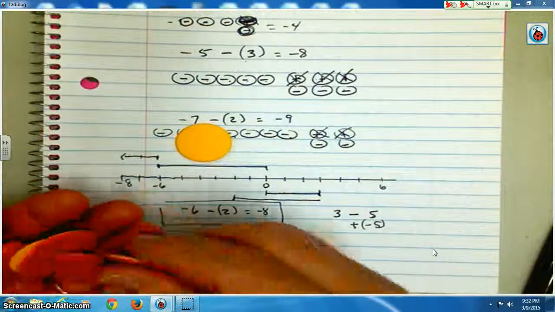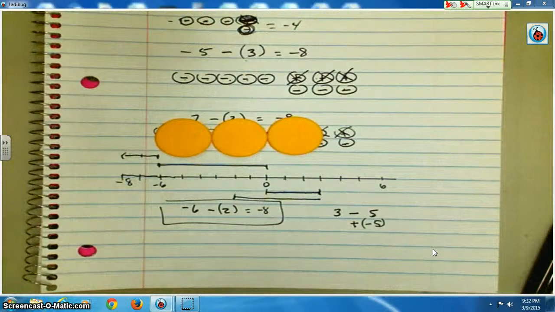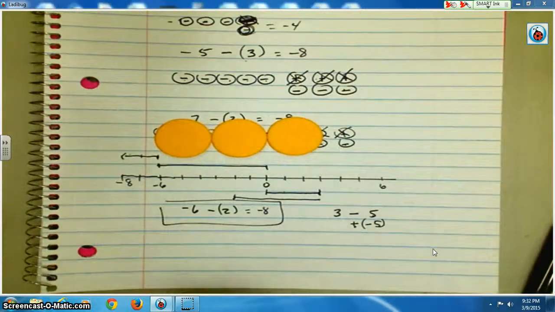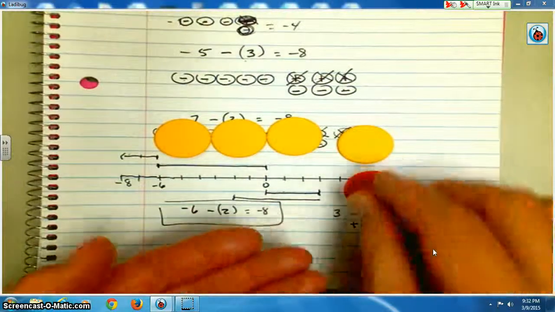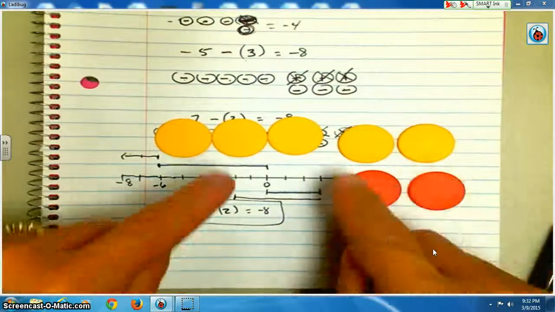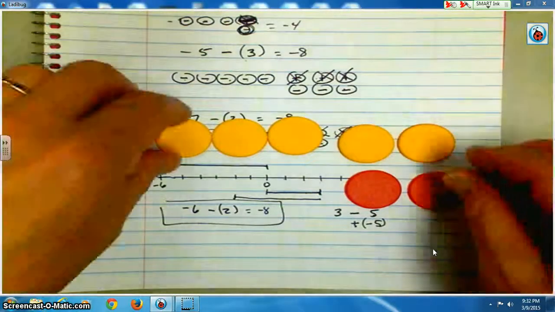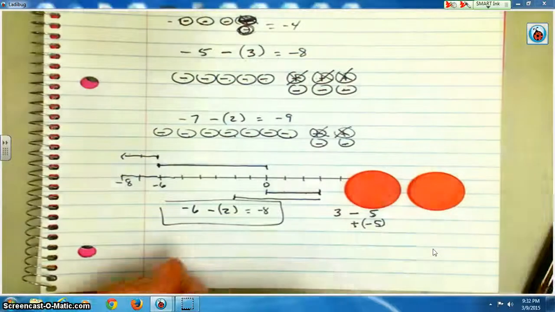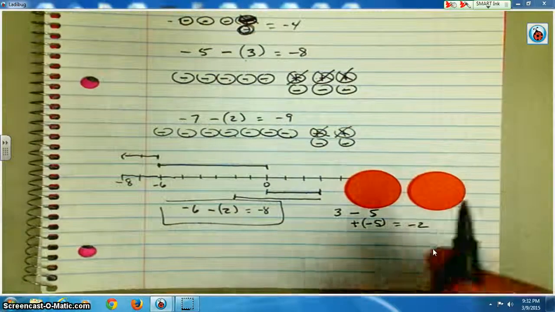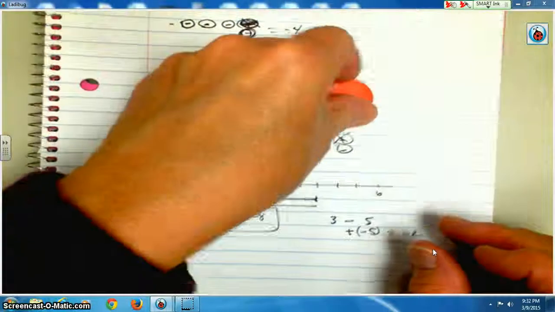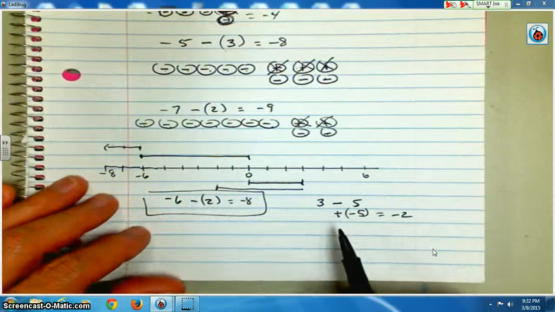Let's see what that looks like when we use our chips. So if we start with 3 positive chips, and we want to take away 5, now we only have 3, we don't have 5 positive chips to take away. So we're going to add 2 zero pairs, which will give us 5 positives. So we're going to take away our 5 positive chips, which leaves us with a negative 2. Now we kind of got interrupted in there. The video stopped a little bit, so we're going to have to probably go back and do some other examples of that.